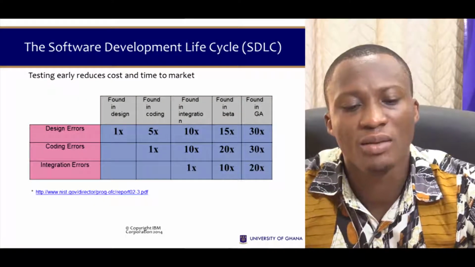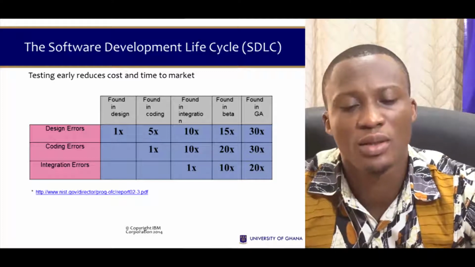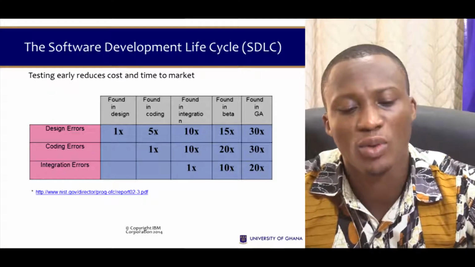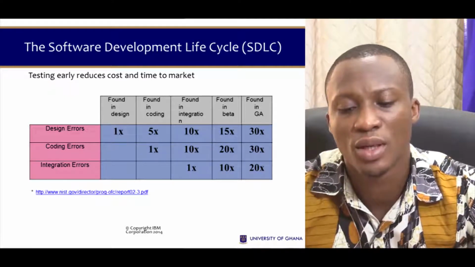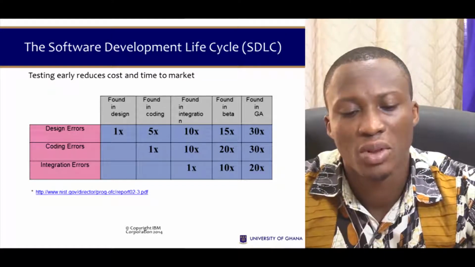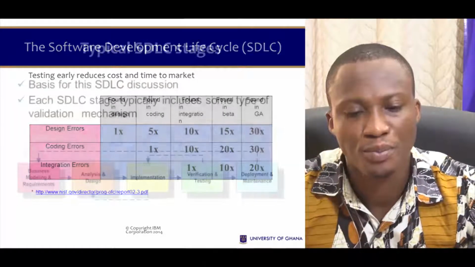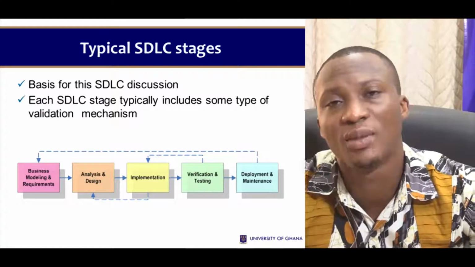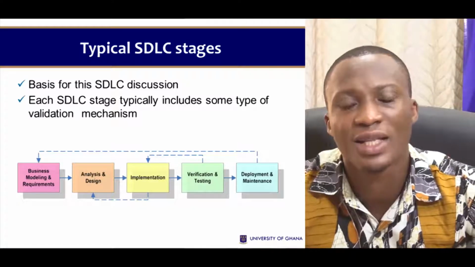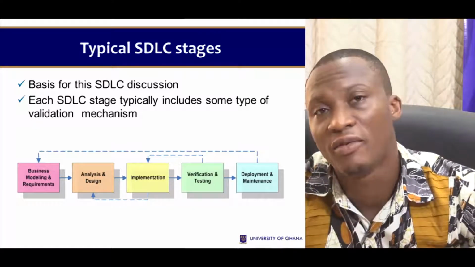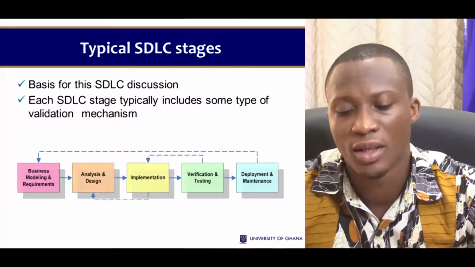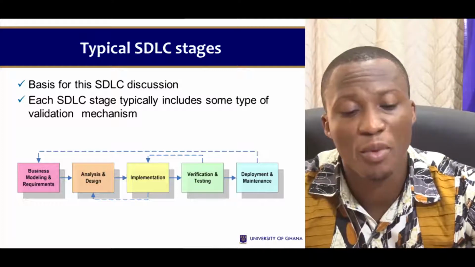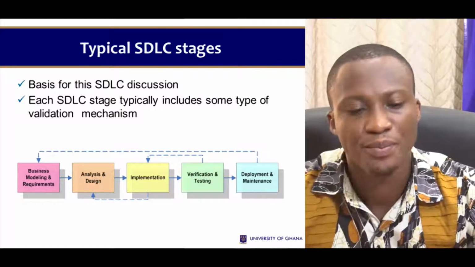Now, testing early reduces cost and time to market, and we have the statistics: design errors, coding errors, and integration errors all have some cost implications. Now, typical SDLC stages: we have the business modeling and requirements, analysis and design, implementation, verification and testing, then deployment and maintenance. And each stage typically includes some type of validation mechanism.